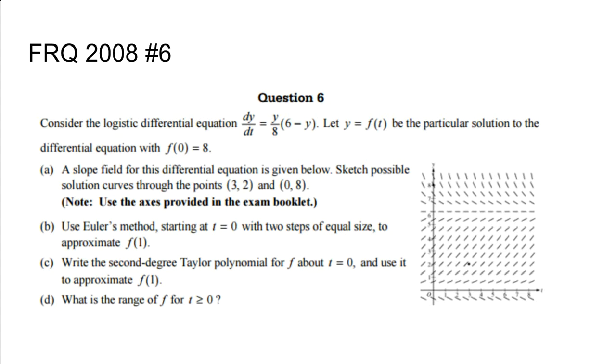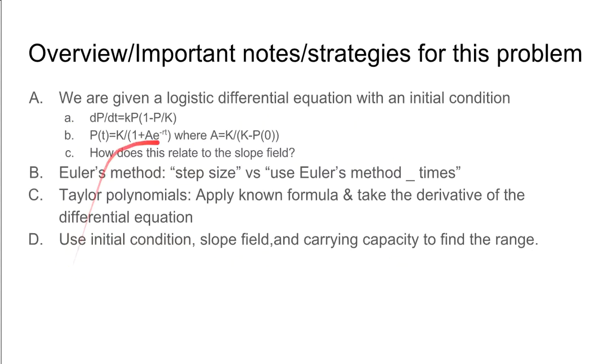Here's the initial problem. You're given a slope field, a differential equation, and an initial condition. From that, you're supposed to sketch solution curves, use Euler's method twice, and write a Taylor polynomial expansion. Here's a quick preview and some important things to remember before we start the problem. I'll also go into more depth on these later.